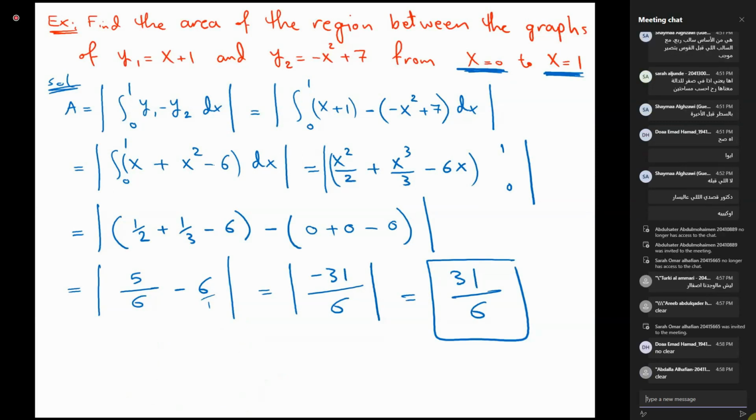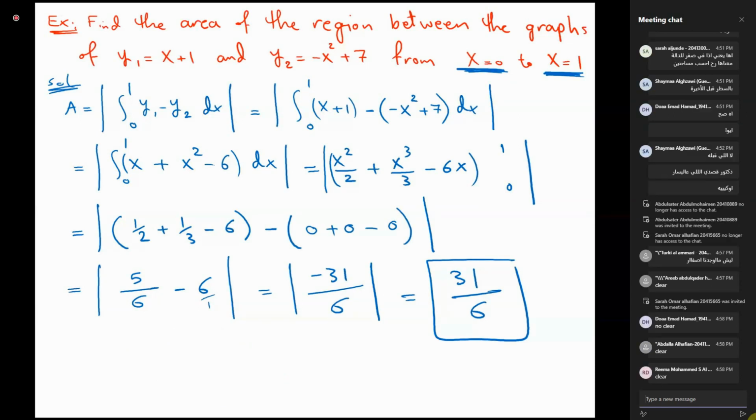If we don't have the interval, we must find the intersection point. It is not the zeros, it is the intersection point. An example on it.